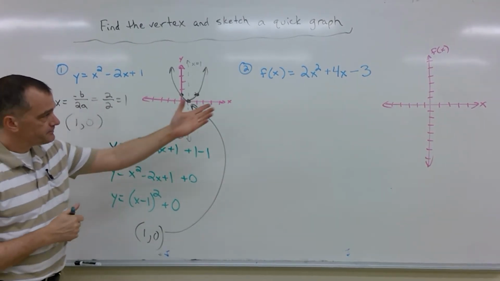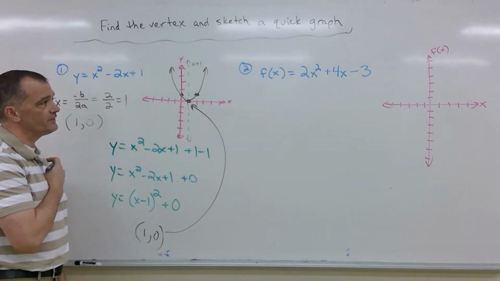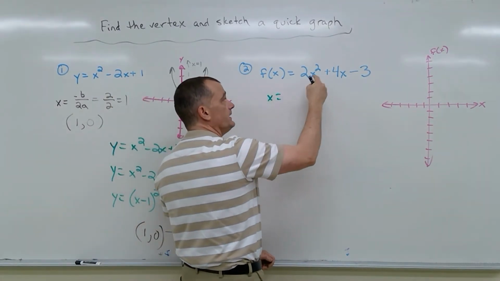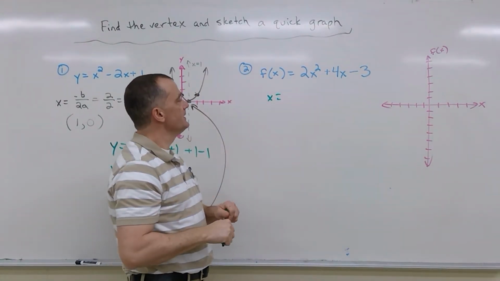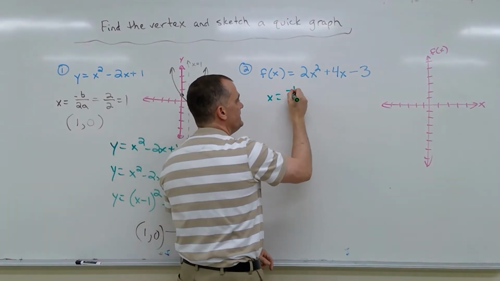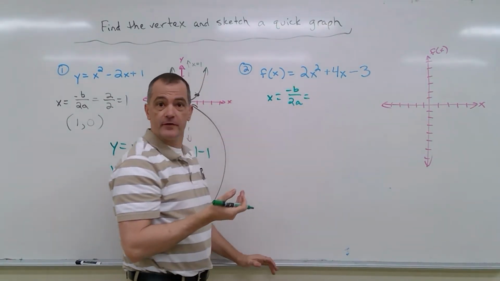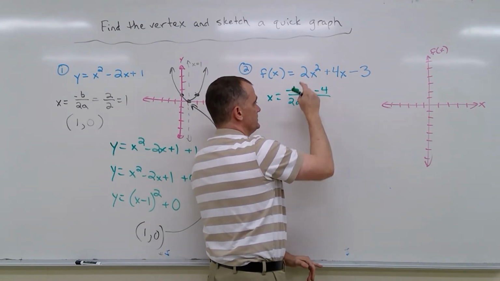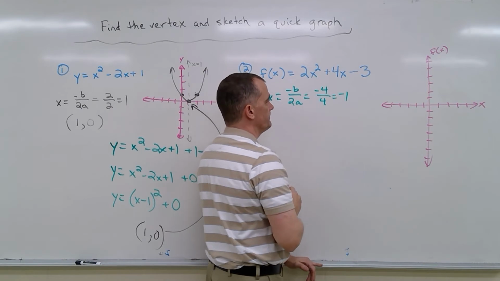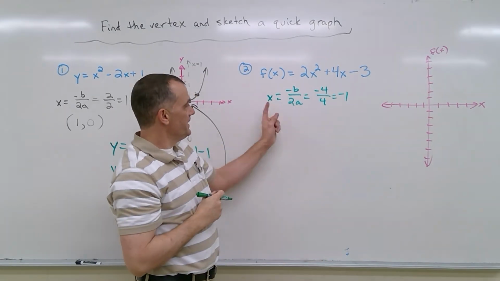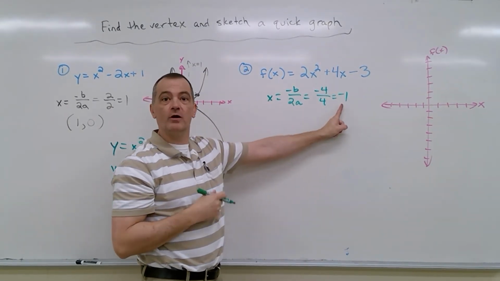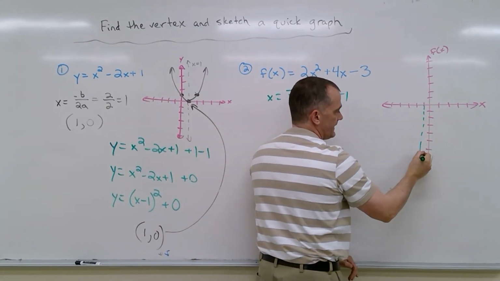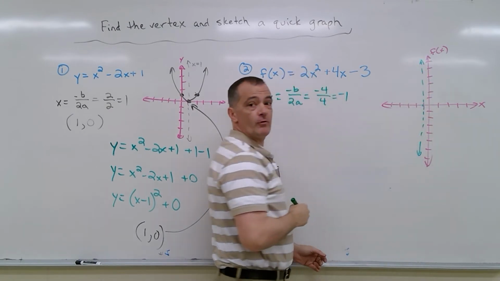So let's try it again. If we look at this particular function, 2x squared plus 4x minus 3, I recognize this is a quadratic equation first, and then I use the formula negative b over 2a to find the vertex. So negative 4 over 2 times 2, which is 4, is negative 1. So keep in mind, this is a twofer. This is an x value of the ordered pair of the vertex, and it's also the equation of the axis of symmetry for the parabola.